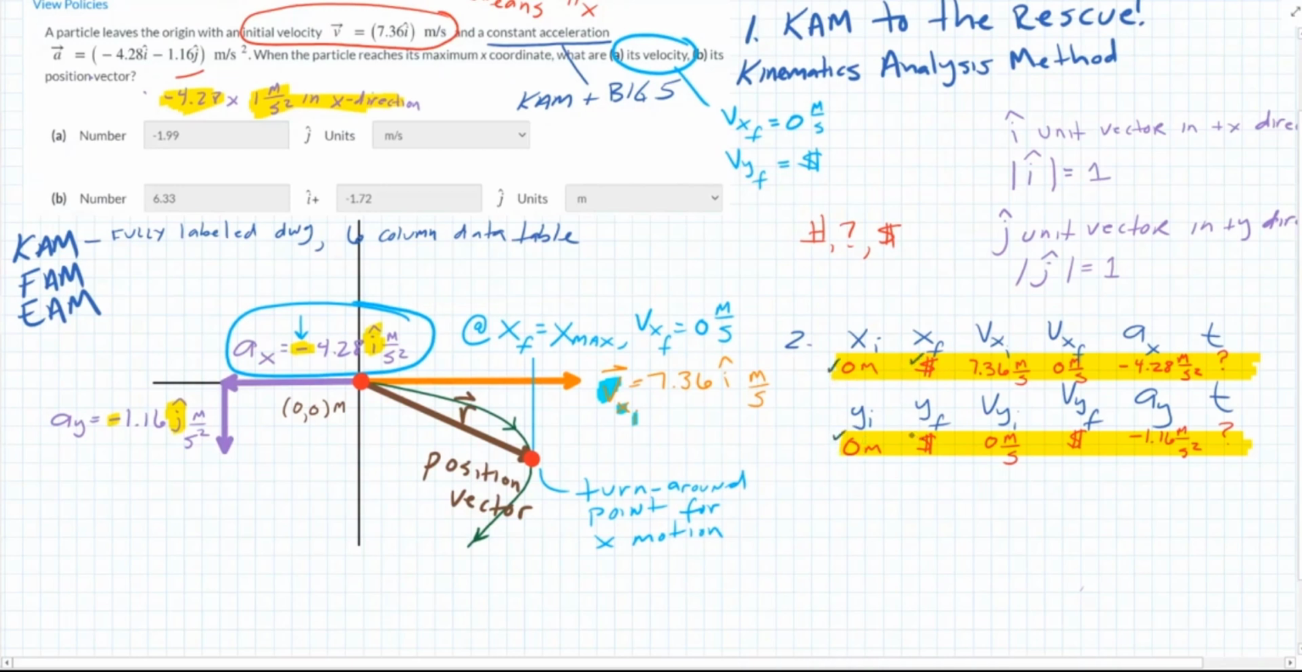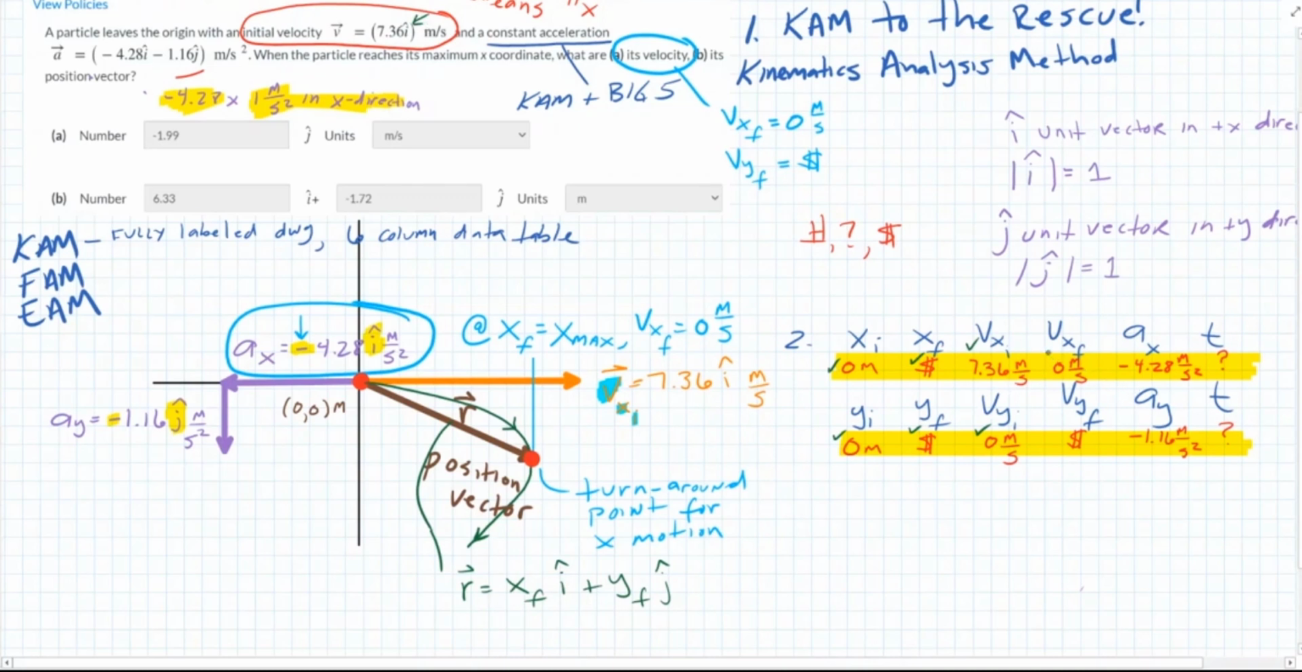I've got to find my xf and yf, because I could write the position vector like this: some x final times i hat plus some y final times j hat. So that's why I need to find xf and yf. This is given. 7.36 is given. 0 is implied, not given. It's implied because my initial velocity only has this i hat indicator, which means that's only x velocity.